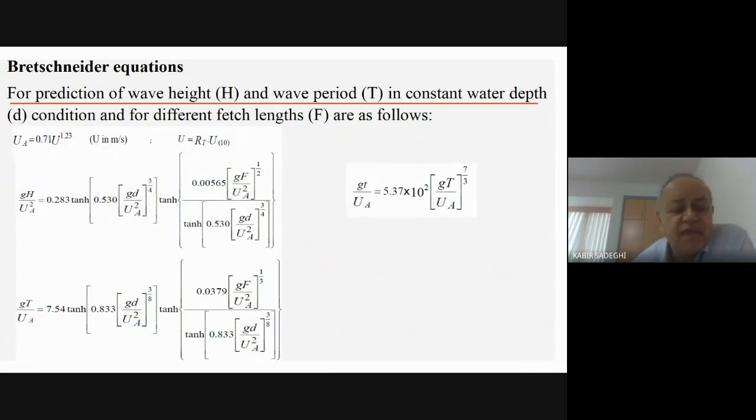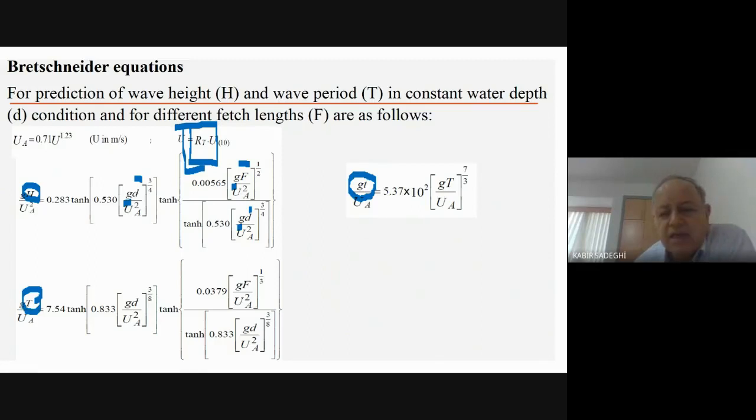Parallel to that, we apply the water depth, D, here, and also we apply F, which is the fetch length. We apply G, the gravitational acceleration of the Earth. We find H, similar to that one T, the wave period, and also the time duration of wind blowing. I hope it's clear. Now, the only factor remaining that you should know is, what is RT?